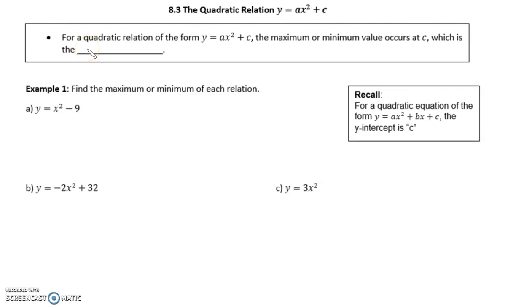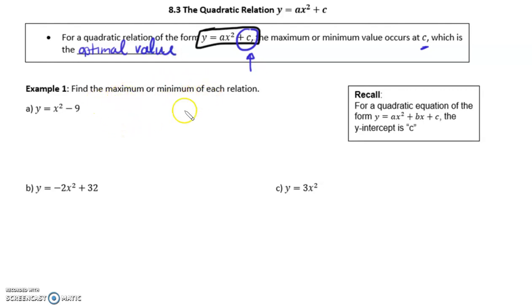8.3, the quadratic relation, y equals ax squared plus c. So for a quadratic relation of this form, y equals ax squared plus c, the maximum or the minimum value occurs at c, which is like this value right here, when our equation is in this order, okay? And then this is the optimal value.